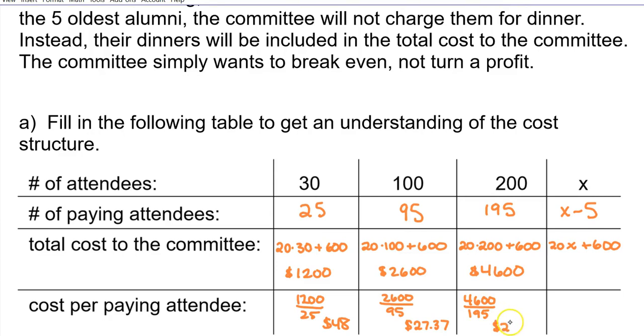So the extra costs that they're spreading out are the cost of renting the place for $600 and the cost of paying for the 5 free dinners, right? Or the dinners that cost $20 each, but those 5 people aren't paying. So basically there's $700 extra that is being spread out over more and more and more people, which is why the cost is going down as you increase the number of people. Now let's generalize. So we had the total cost, 20x plus 600, and we're dividing it by the number of people who are paying, which is x minus 5.